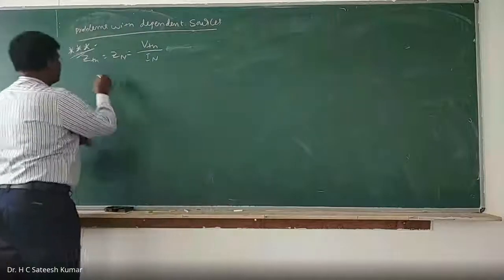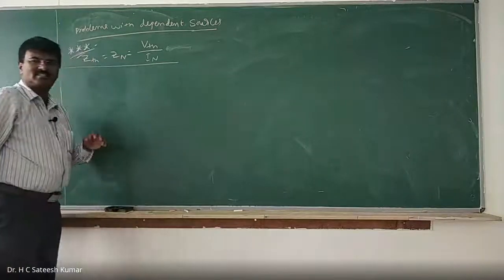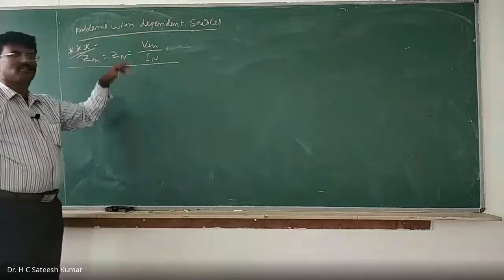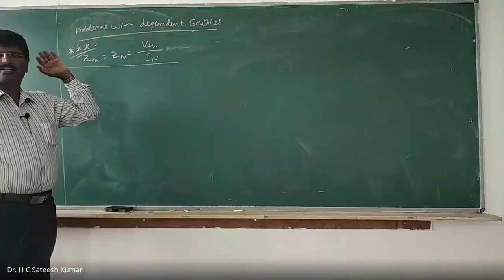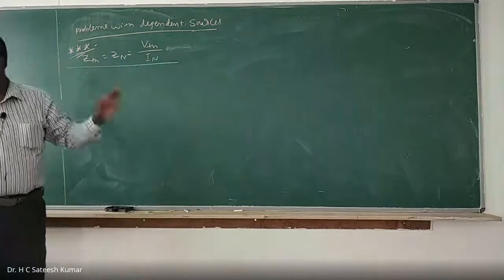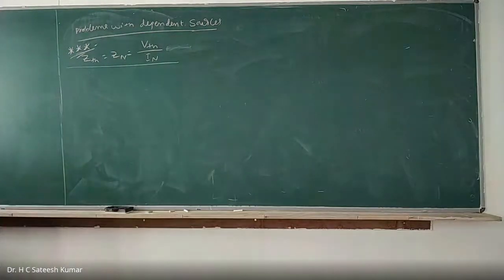So whenever there is a dependent source, whether they are asking Thevenin's or Norton, we'll have to find out first VTH and then we'll have to find out I Norton, irrespective of the problem. Okay, right? How to do this one? Now we shall go one by one, how to solve these problems.